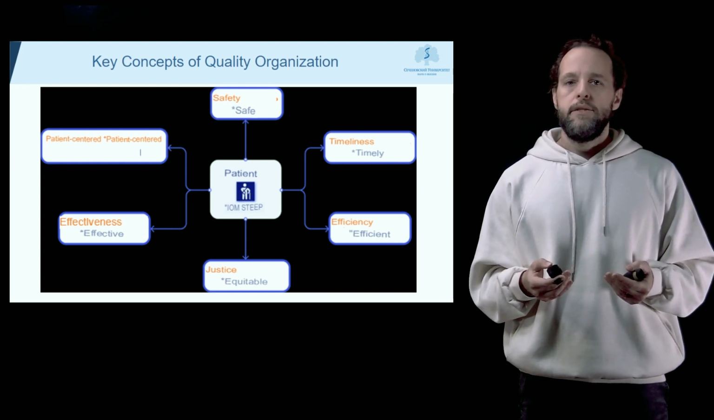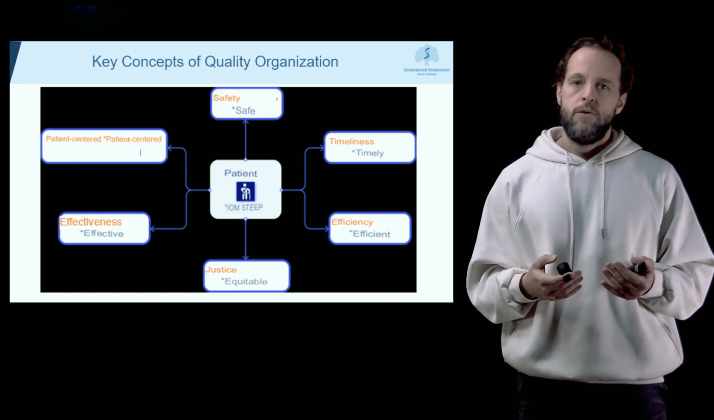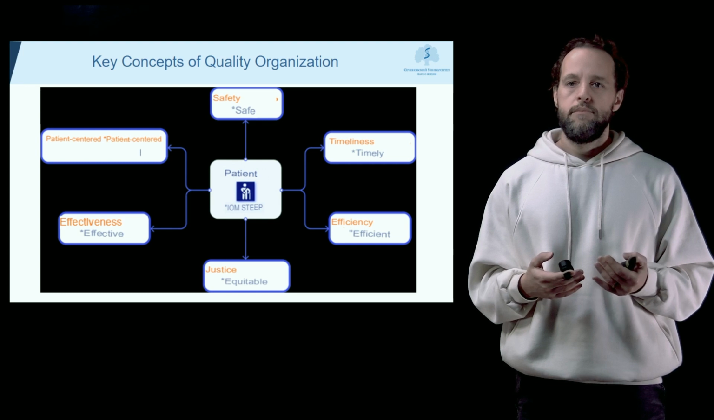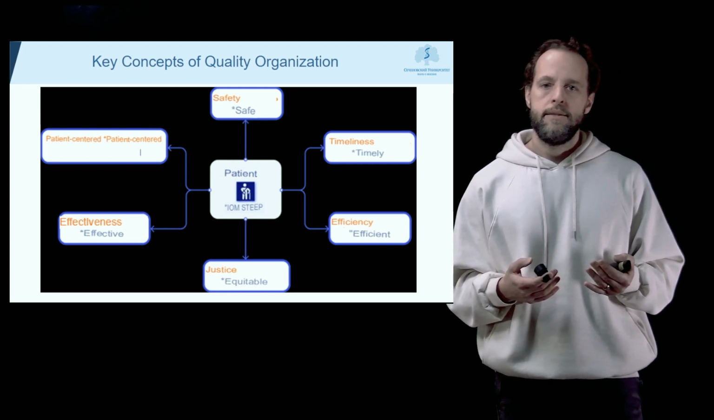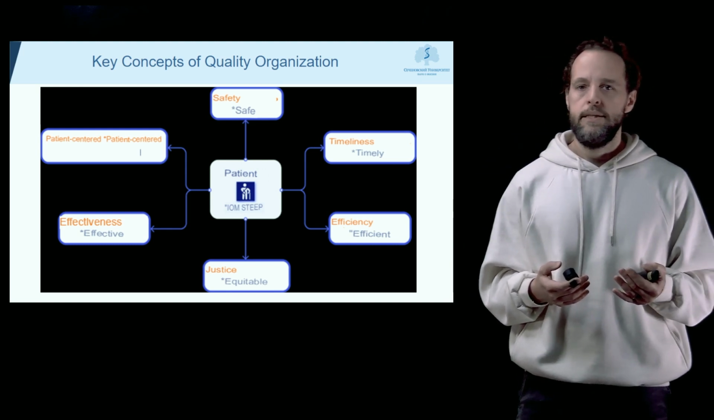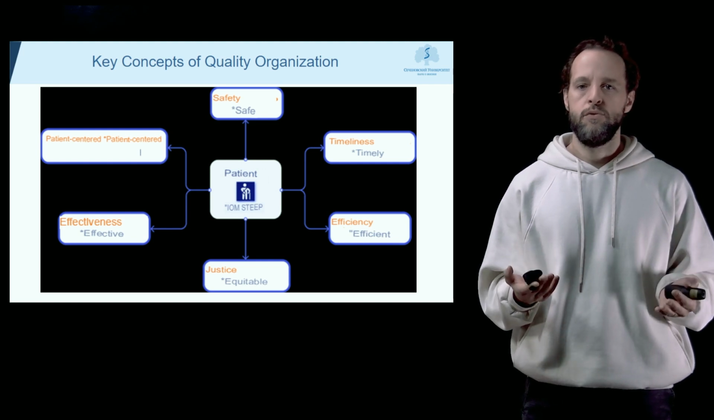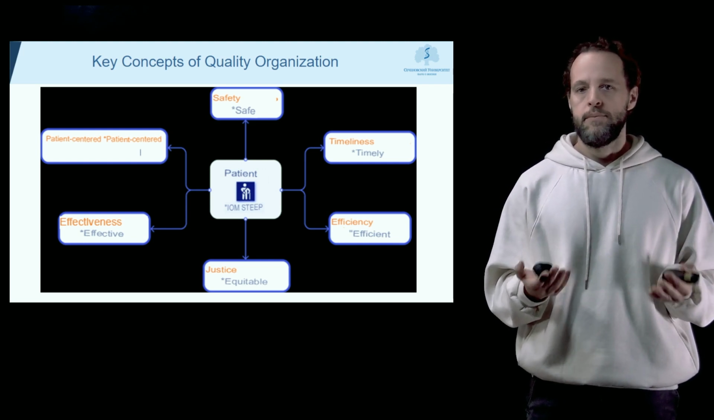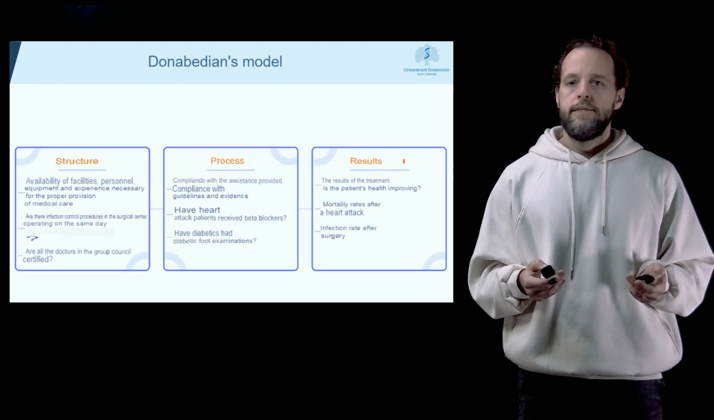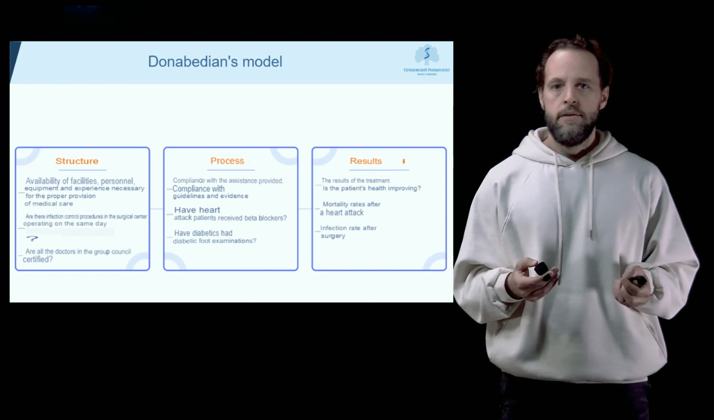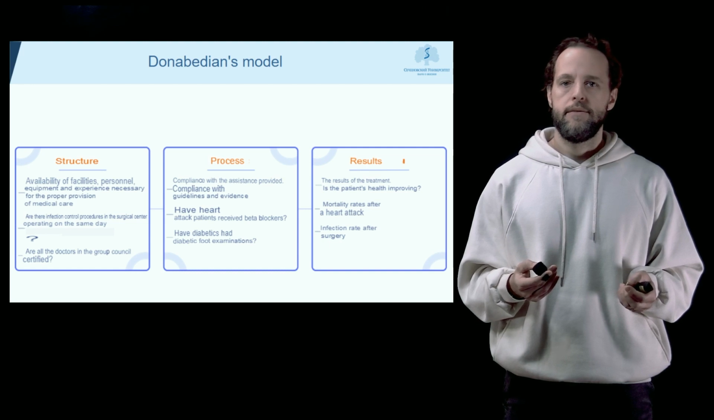Let me remind you that the main problem of healthcare is either overuse, underuse, or misuse of medical services. This happens when the health system either uses too many health services, not enough health services, or uses the tools at its disposal in the wrong way or at the wrong time. There is a Donabedian model, also known as the structure-process-result model.